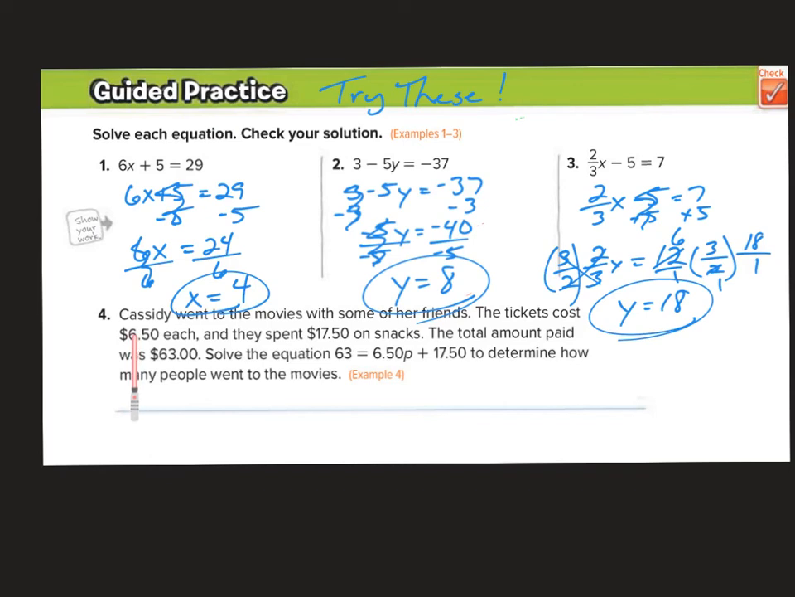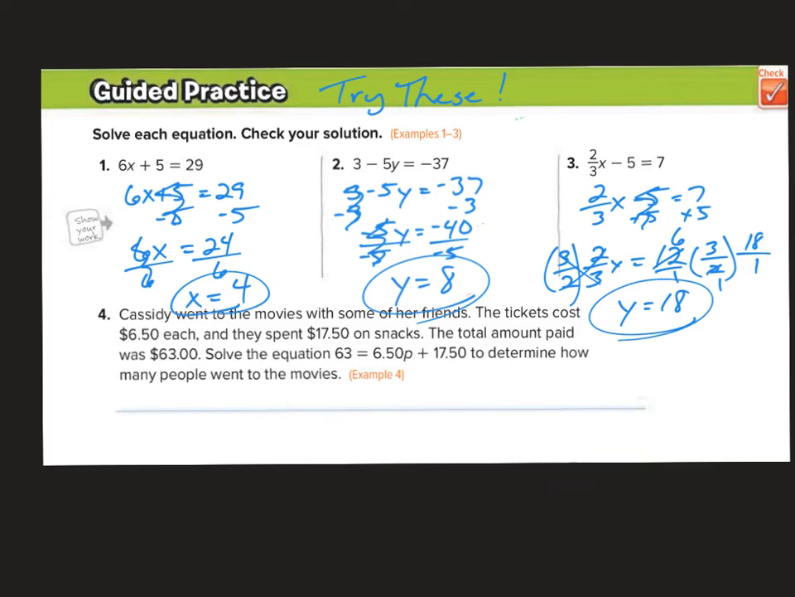Finally, let's try this word problem. Cassidy went to the movies with some of her friends. The tickets cost $6.50 each, and they spent $7.50 on snacks. The total amount paid was $63. Solve the equation 63 equals 6.50p plus 7.50 to determine how many people went to the movies.